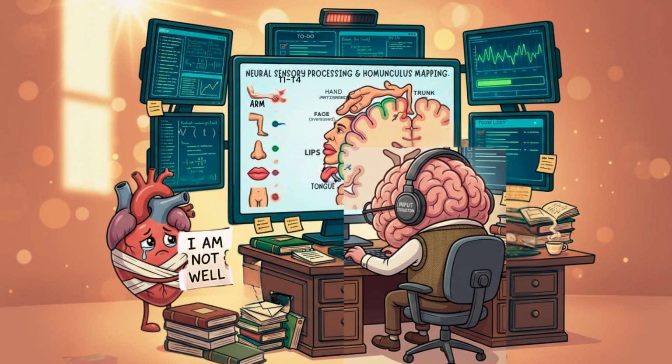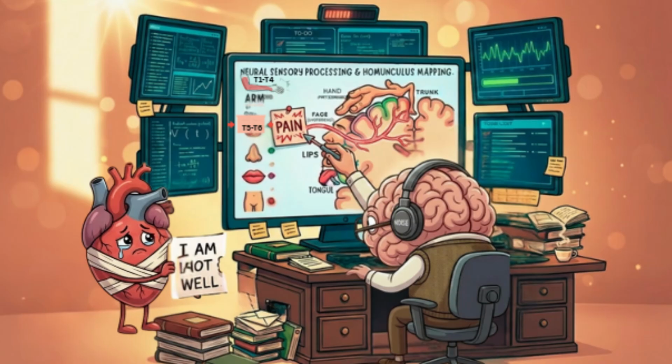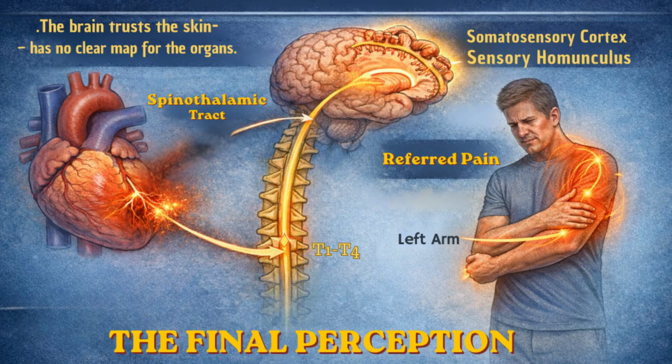So when the heart sends distress signals, they merge with the somatic ones and the brain receives the signal as coming from somewhere around T1 to T4. It assumes and projects the pain into the familiar territory. That's why the pain is felt in the left arm, jaw or neck, even when the problem is in the heart.